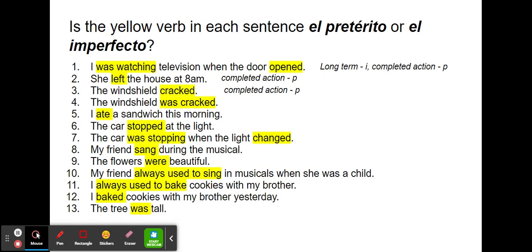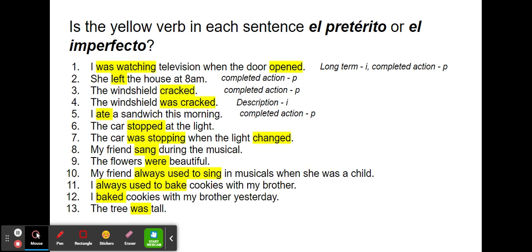El pretérito. Number four, the windshield was cracked. Now that's not an action anymore. It's just a description of the windshield. And descriptions are always el imperfecto. So number four is imperfecto. Number five, I ate a sandwich this morning. I ate the sandwich. It's something that happened this morning. We know when it happened. It's over. I'm not still eating it. So that would be a completed action, which is el pretérito.